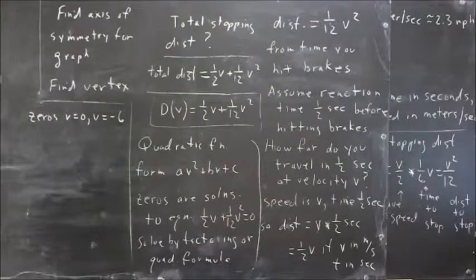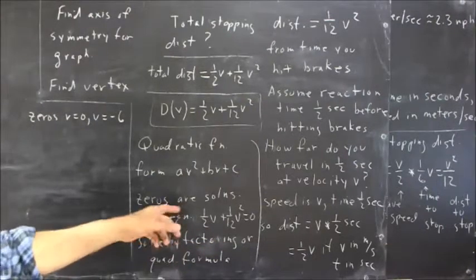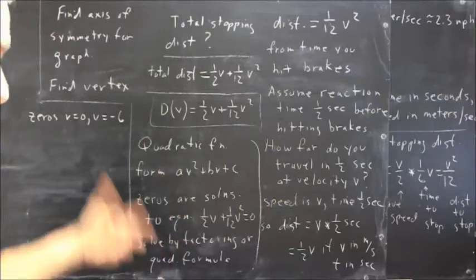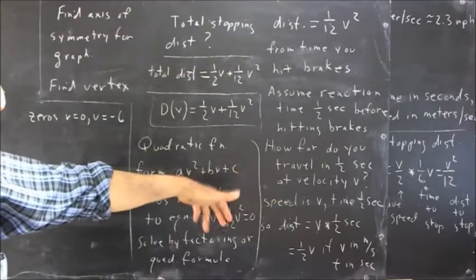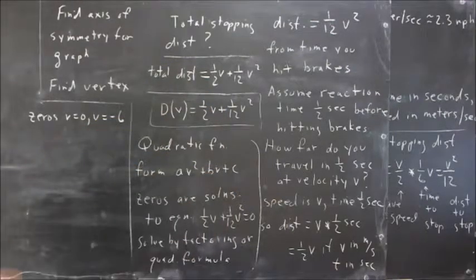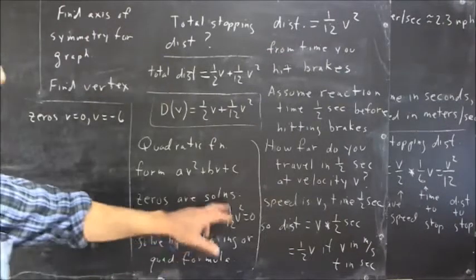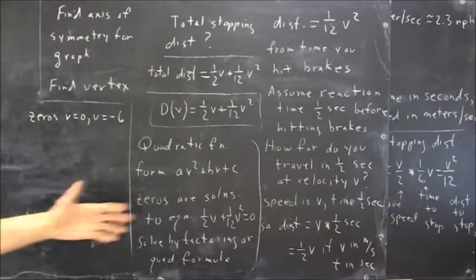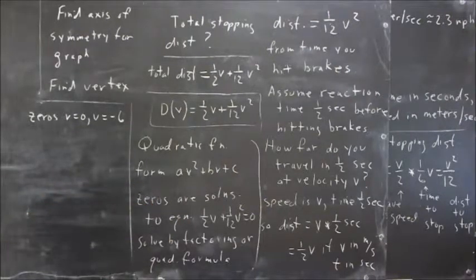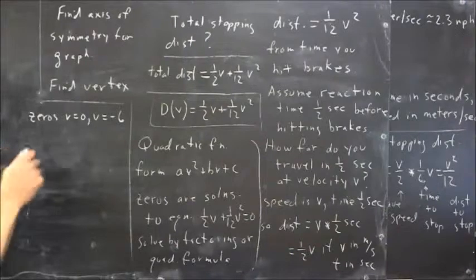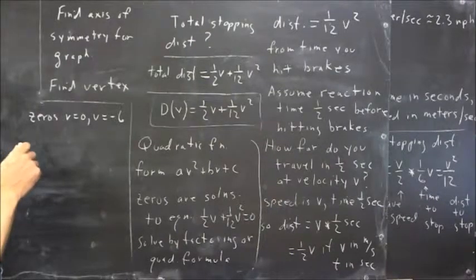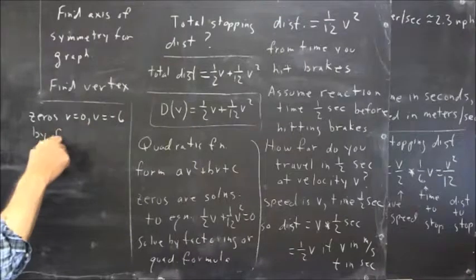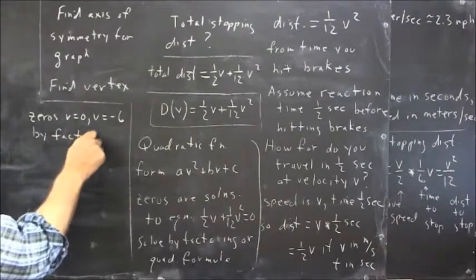If we use the quadratic formula, we'll end up with the same thing. We end up with -1/2 plus or minus the square root of 1/2 squared minus 4 times 1/12, which is 1/3, all over 2 times 1/12. I'm saying that you can plug that into the quadratic formula. So that's by factoring.